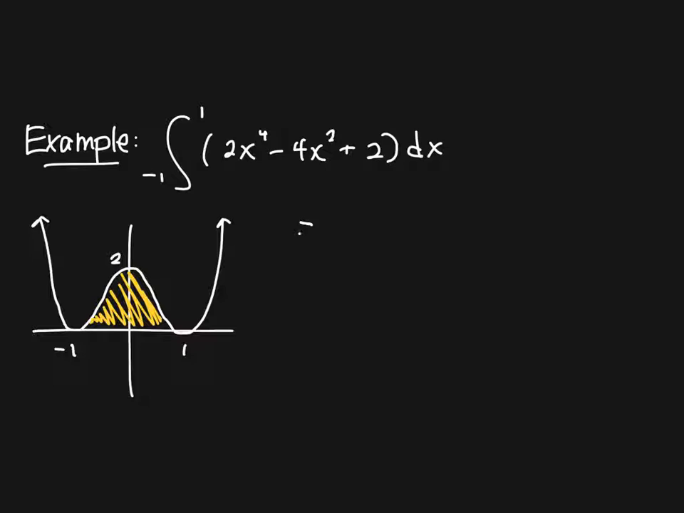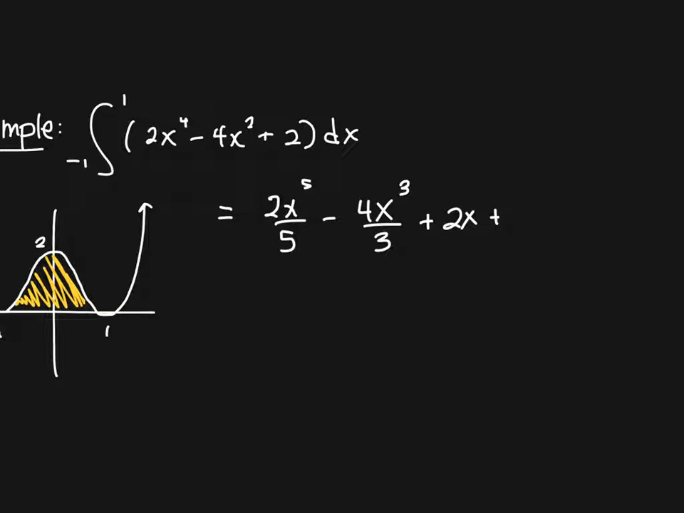So our step of calculus is to determine what the antiderivative of this is. So we're going to have 2x to the what power? 5 divided by 5 minus 4x to the power of 3 divided by 3 plus 2x plus c. And that will be evaluated from -1 to 1. And then your job is to plug in the number 1 first and come up with a value, and then the number -1 second and come up with a value.